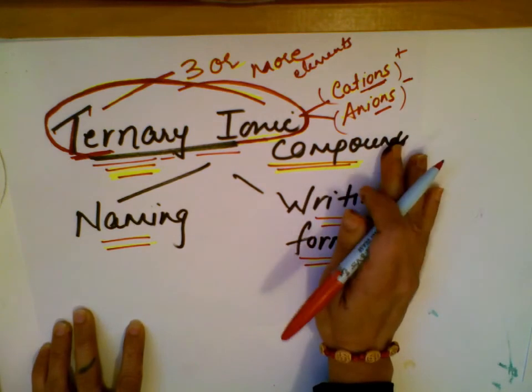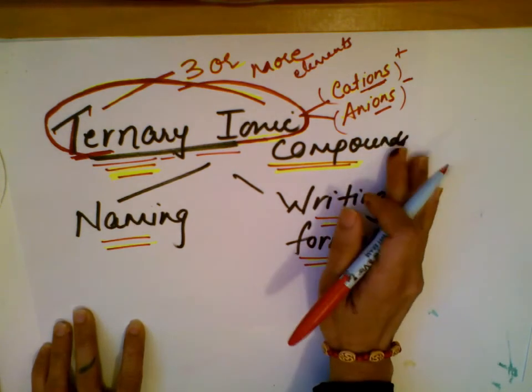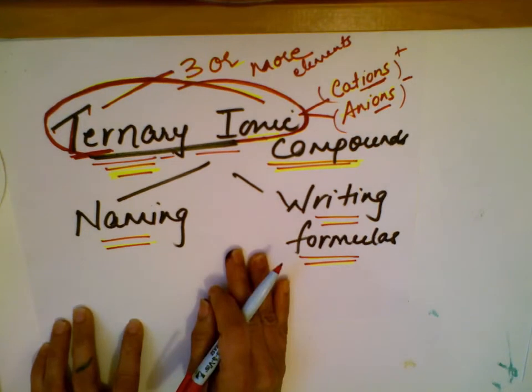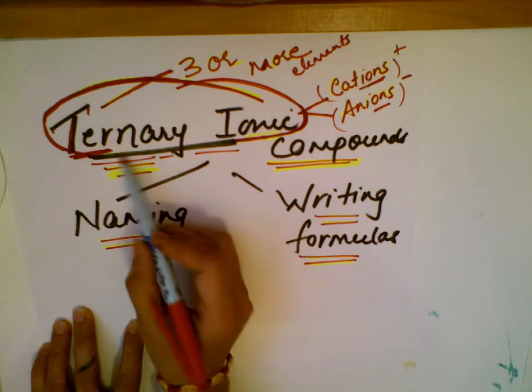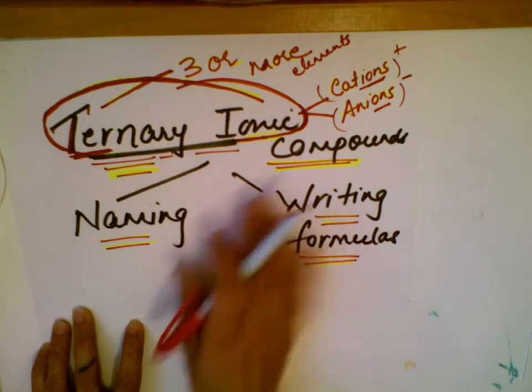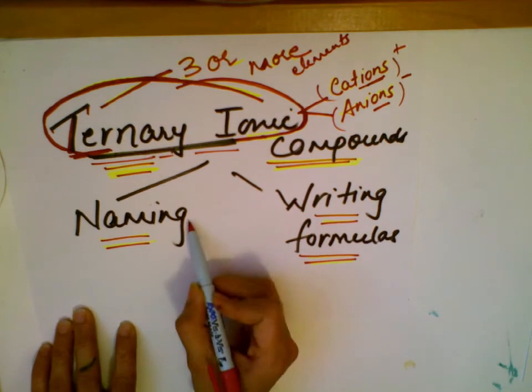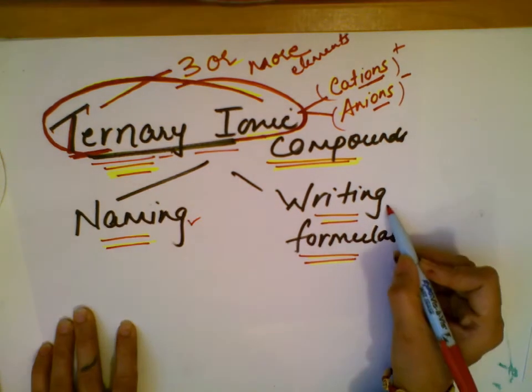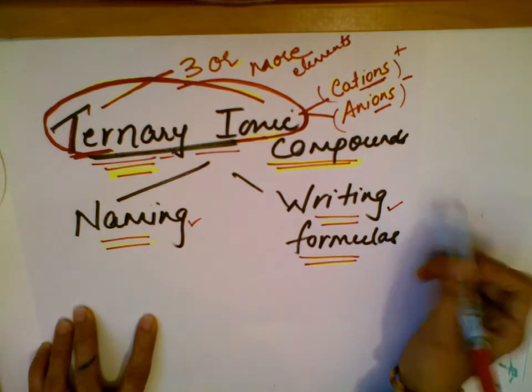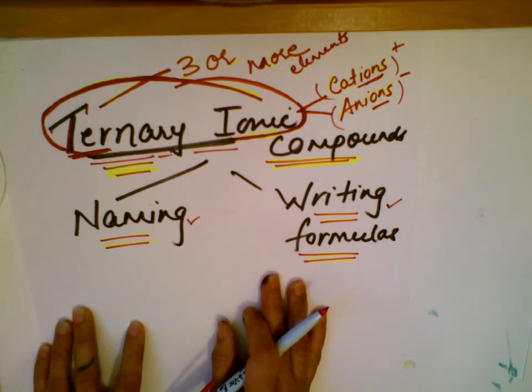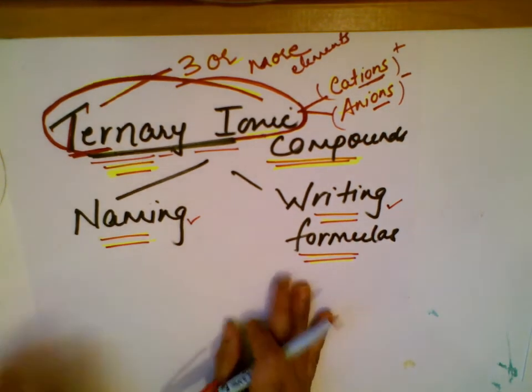They are not very different from binary, but yes, they are still different because we are going to use polyatomic ions for ternary compounds. We don't have polyatomic ions when we are working with binary compounds. So we're going to work on naming and writing formulas. I'm going to show you some examples as usual, and then we're going to practice, and at the end you're going to work on your own.